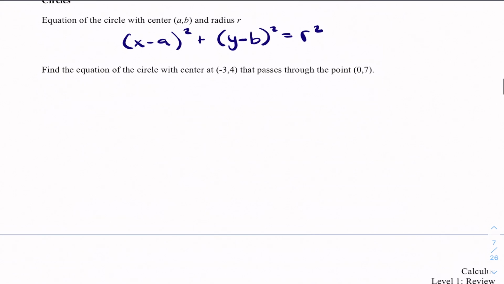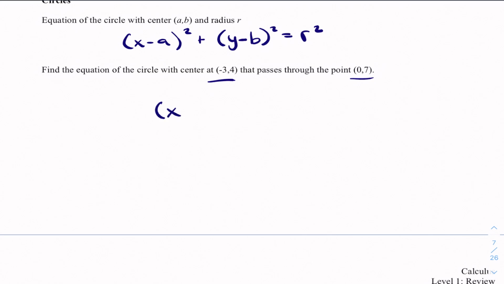Now, if this was in class, I'd ask you guys to do this problem on your own, and then we would come back to it. So if you want, pause the video. If not, we're just going to move ahead. So this problem says, find the equation of a circle with center at (-3, 4) and passes through the point (0, 7). We've got two pieces of information that we can start filling in.